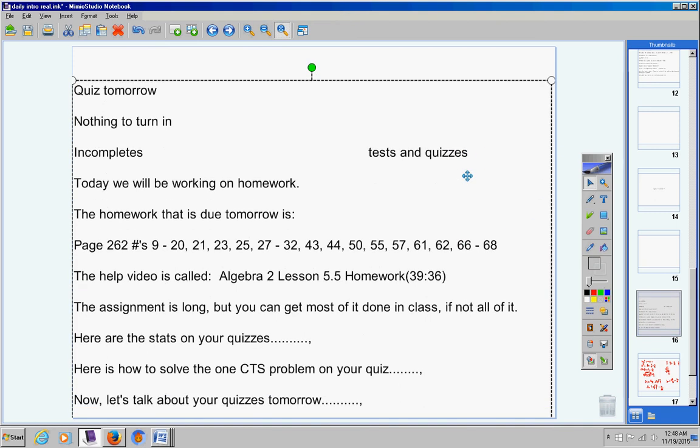Now let's talk about your quizzes tomorrow. If you'll listen carefully, I'll tell you exactly what's going to be on the quizzes. Number one, I'm going to have you solve a quadratic equation using the quadratic formula. Negative b plus or minus the square root of b squared minus 4ac all over 2a. Yes, you will have to have it memorized.